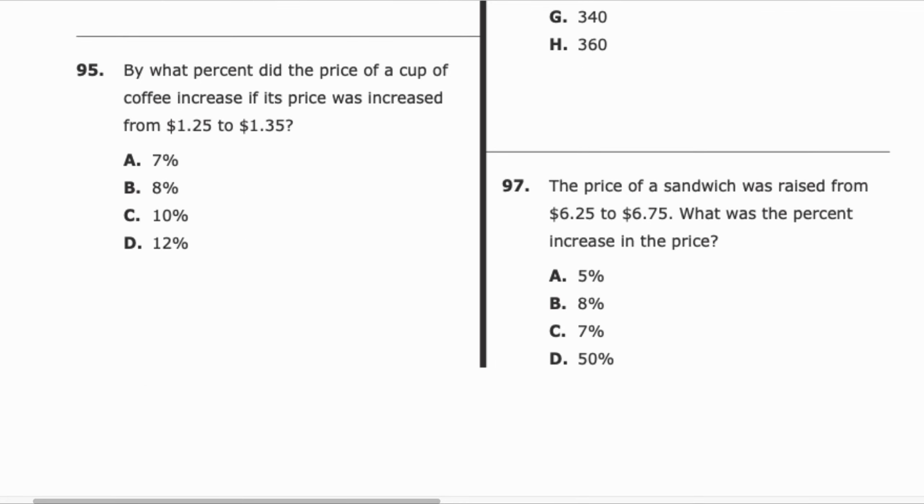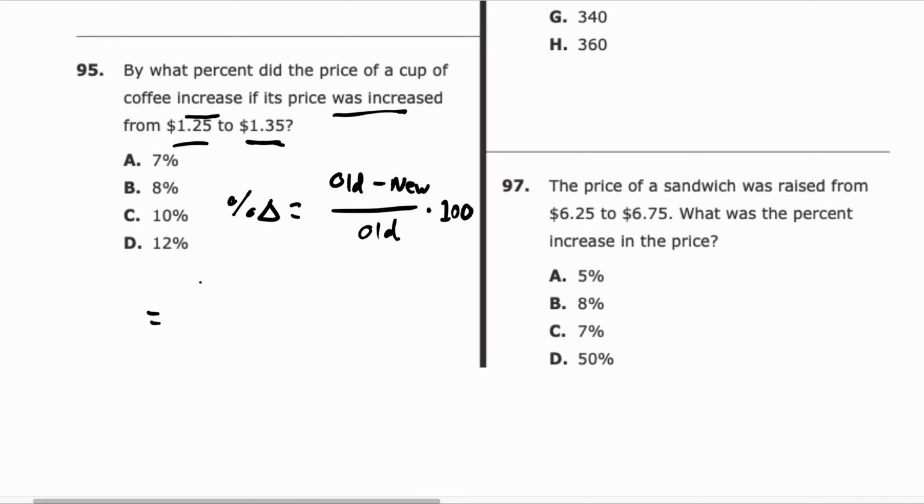Okay. By what percent did the price of a cup of coffee increase if its price was increased from $1.25 to $1.35? So if we look at the percent change formula, I think it is old minus new over old times 100.